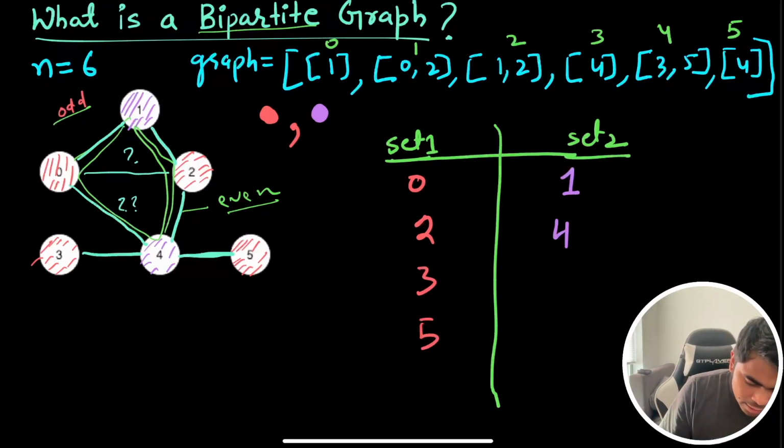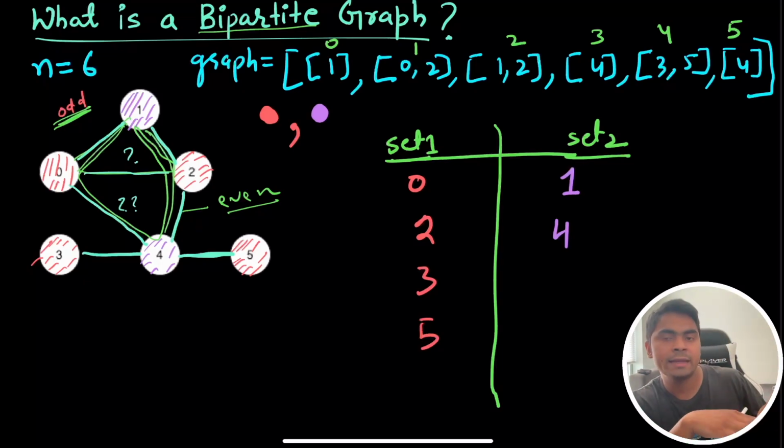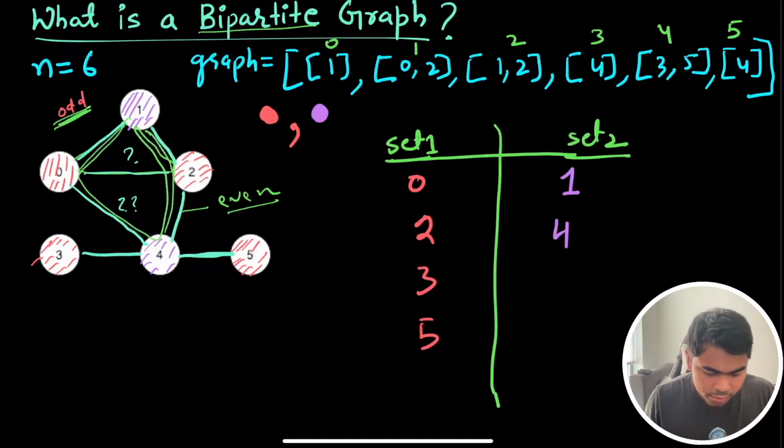But whenever there is a cycle and in the cycle there are an odd number of nodes, then you will always end up in a situation where you are assigning the same color to two adjacent nodes, putting them in the same set.